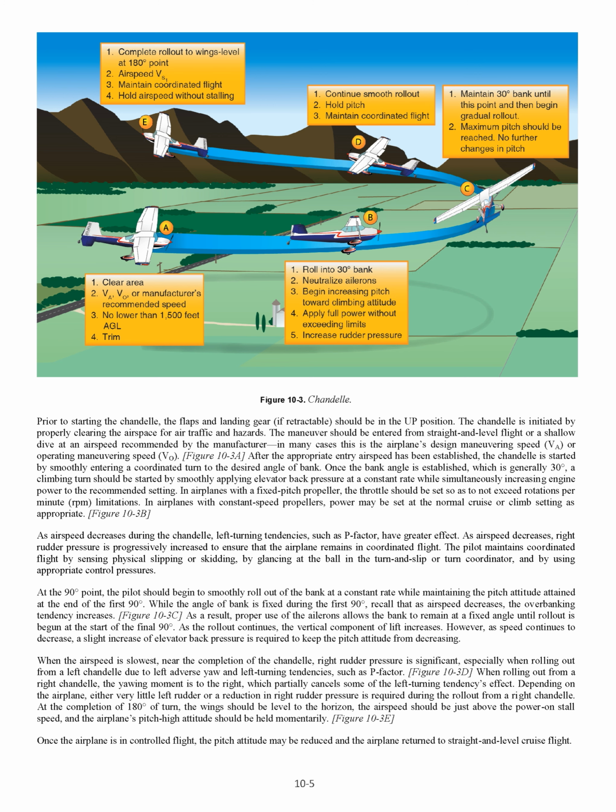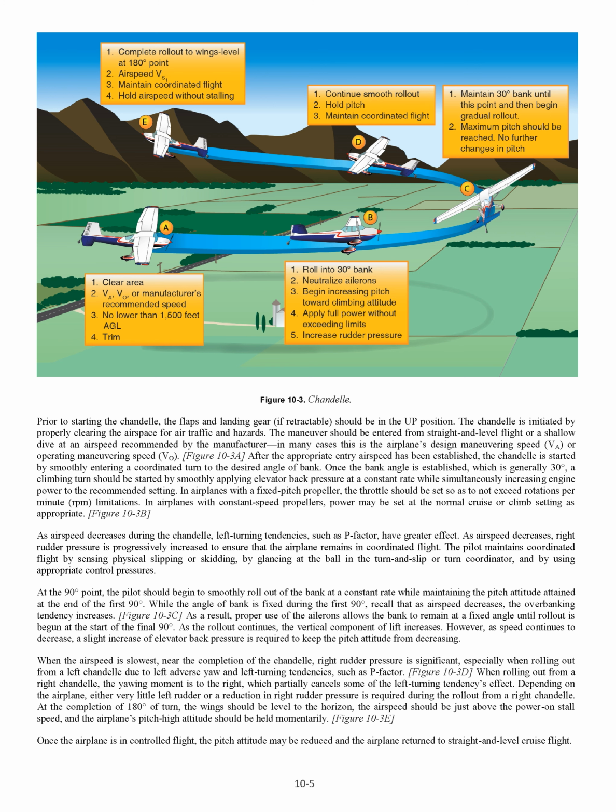After the appropriate entry airspeed has been established, the chandelle is started by smoothly entering a coordinated turn to the desired angle of bank. Once the bank angle is established, which is generally 30 degrees, a climbing turn should be started by smoothly applying elevator back pressure at a constant rate while simultaneously increasing engine power to the recommended setting. In airplanes with a fixed pitch propeller, the throttle should be set so as to not exceed rotations per minute, RPM, limitations. In airplanes with constant speed propellers, power may be set at the normal cruise or climb setting as appropriate.